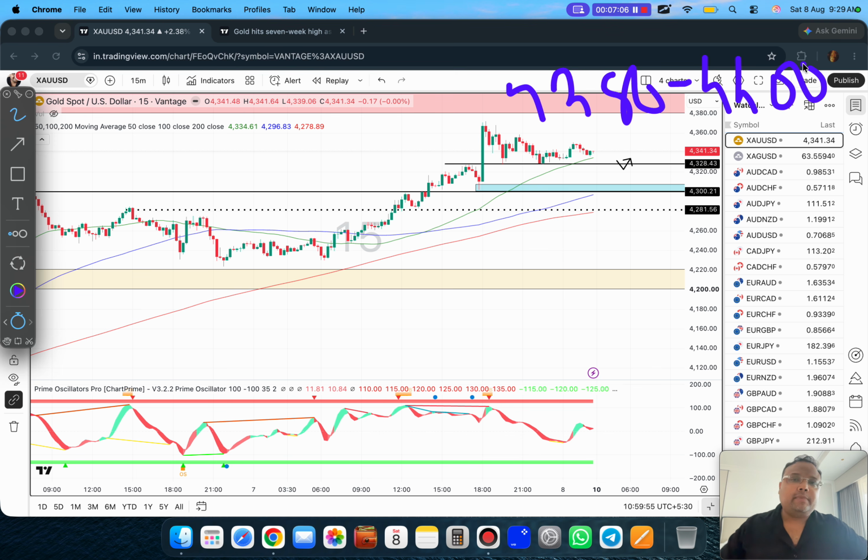Next week may be crucial, because we will get clarity on whether gold will be bullish or not. Because if gold fails to break 4400, then we will see a sideways market like this.